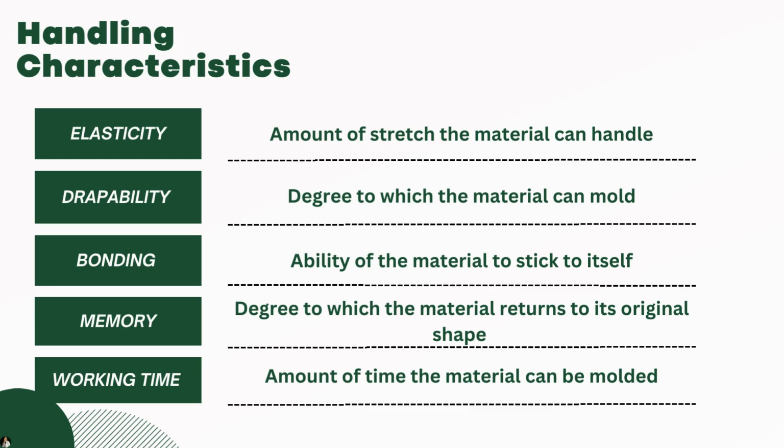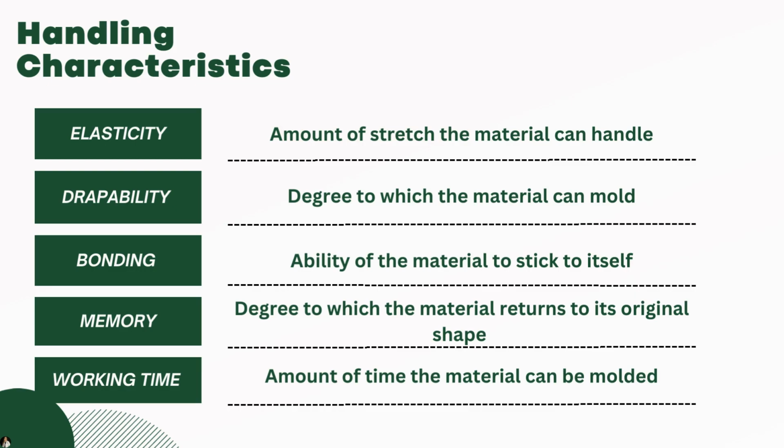Next, bonding, how well the material sticks or bonds together. So self-adherence, this could be very important when you are applying outriggers to your splint. So again, self-adherence, the material can stick to itself.